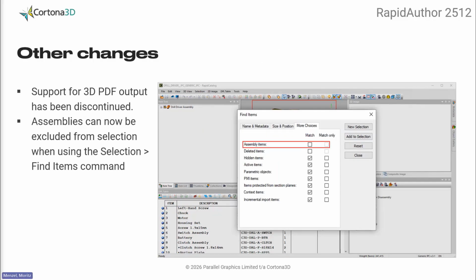And of course, we have many smaller changes as well. To mention a few, first we have discontinued support for 3D PDF output. We have discussed this with a lot of you and many customers, and this is starting with this release. Also, assemblies can now be excluded from your selection when using the selection find items command. This is useful when you need to perform operations on multiple items, for example, to delete items.